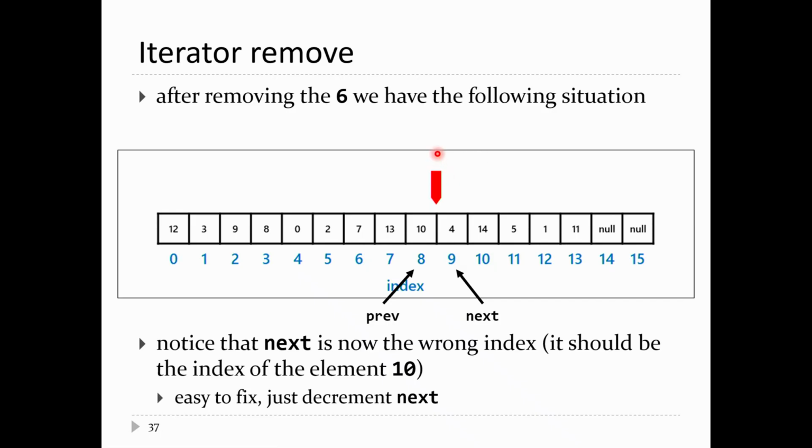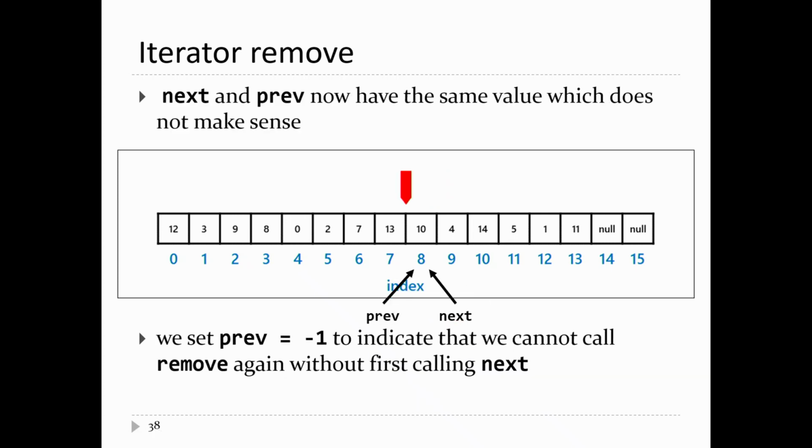So notice what the problem is. With this iterator, its next field points at the 9. So if you call next, it's going to return the 4. It's supposed to return the 10, so that's a problem. Next is now the wrong index. It should be the index of the element 10. That's easy to fix. If you call remove from the iterator, you have to decrease next by 1. So I need to move next over by 1, like that.